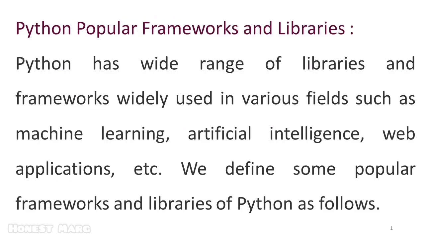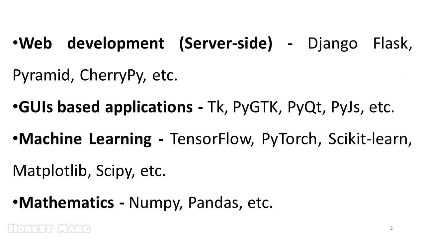Python popular frameworks and libraries. Python has a wide range of libraries and frameworks widely used in various fields such as machine learning, artificial intelligence, and web applications. We defined some popular frameworks and libraries of Python as follows. First is web development, server side: Django, Flask, Pyramid, CherryPy, etc. Second is GUI based applications: Tk, PyGTK, PyQt, PyJS, etc. Third is machine learning: TensorFlow, PyTorch, Scikit-learn, Matplotlib, and SciPy, etc. Last is mathematics: NumPy, Pandas, etc.